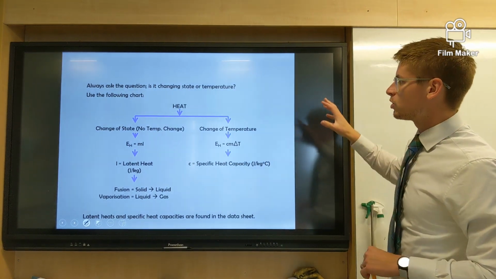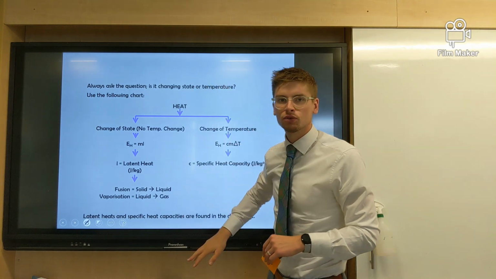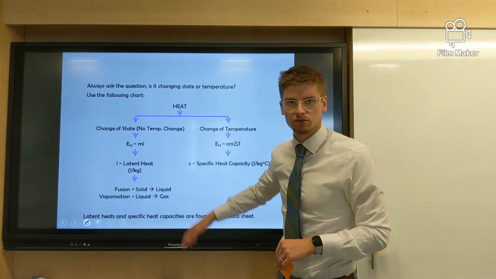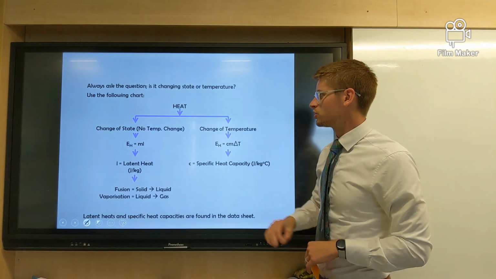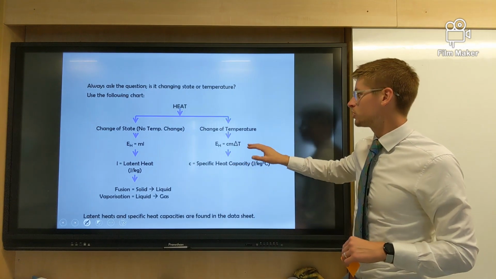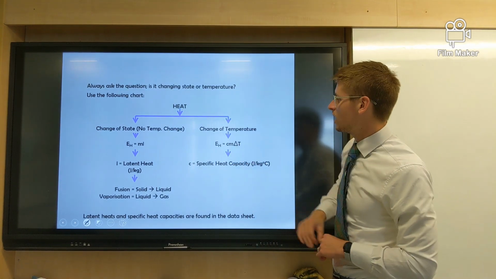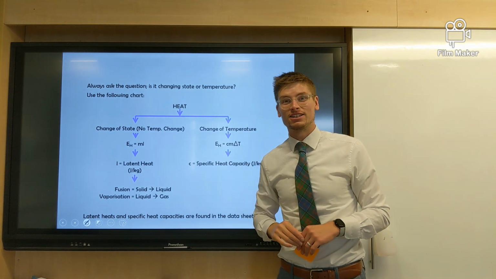If you come across a question regarding heat, follow this flow chart. Is it changing temperature? No or yes? Well then, that depends what equation you use. If it's changing state, you use EH equals ml and follow this one. If it's changing temperature, you use EH equals Cm delta T and you follow this one. So have a look at this and see if it makes sense.